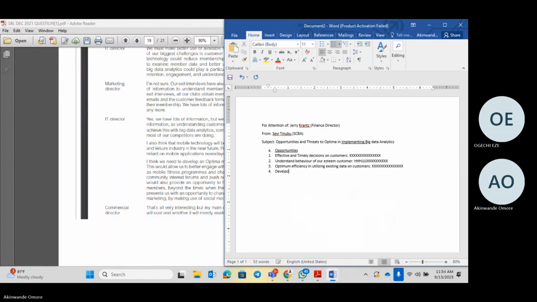Developing an app that aids member engagement. You see that? That's also an opportunity for us.